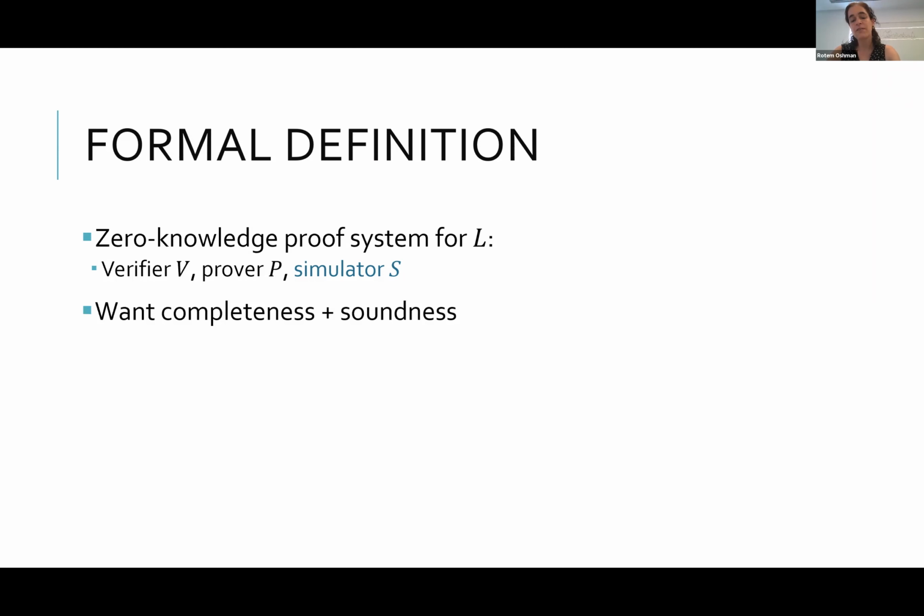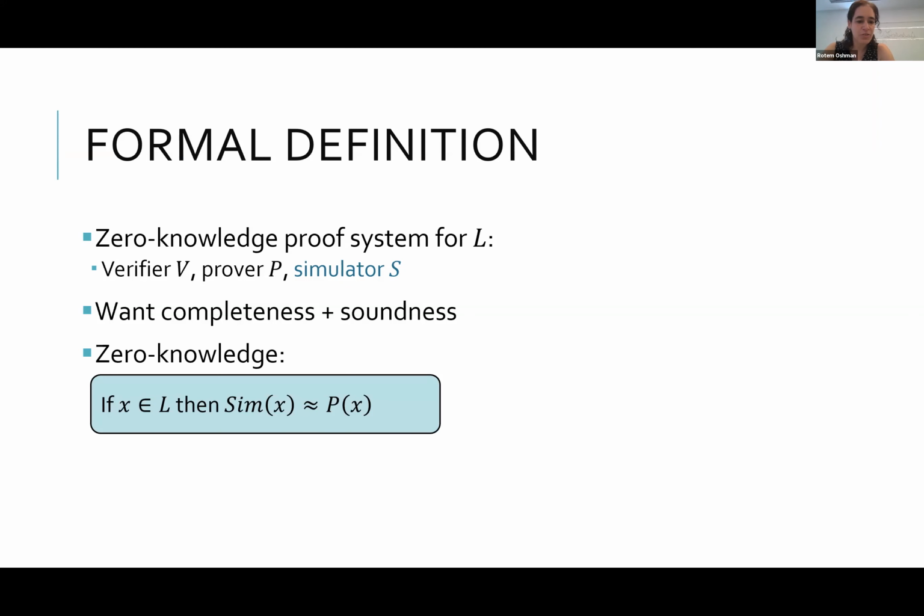So for every instance that's in the language, the prover should with high probability convince the verifier to accept. And for every instance that is not in the language, the prover should with high probability not be able to convince the verifier to accept. And the zero knowledge property means that there is this simulator which can generate this pretend conversation. So it can essentially generate the same interaction that the verifier would have with the prover.